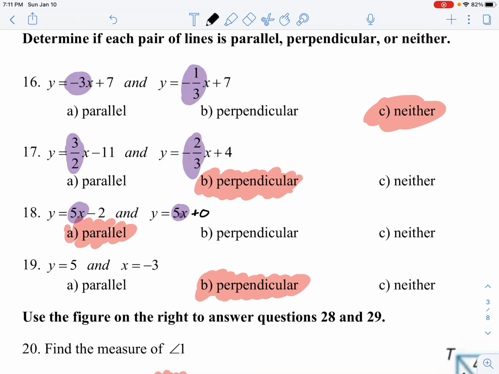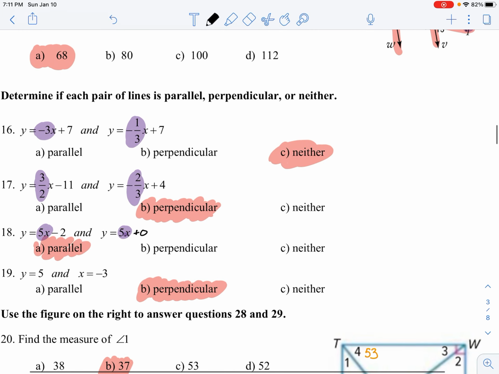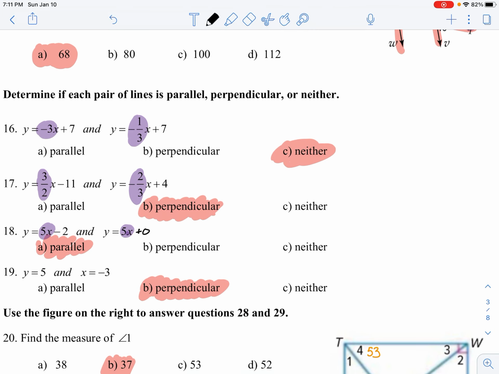And lastly, and I think this is probably one of the questions that I've had the most questions on so far, y equals 5 and x equals negative 3. I better get some room and draw what that looks like. So if this is my coordinate plane, and I'm going to draw 1, 2, 3, 4, 5, 6 lines on each axis.